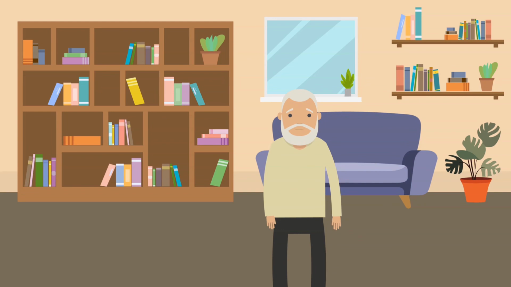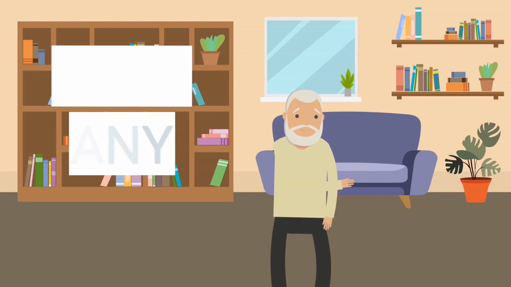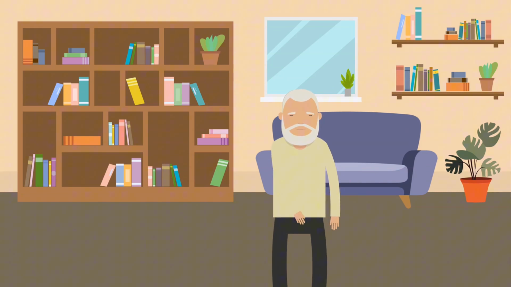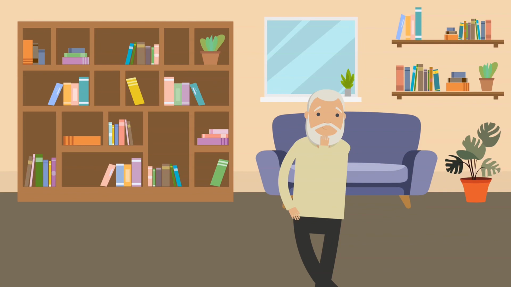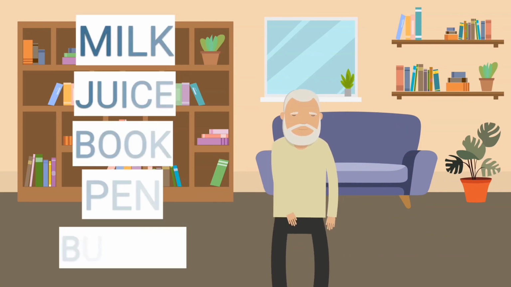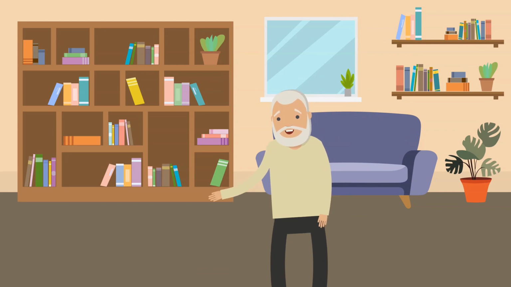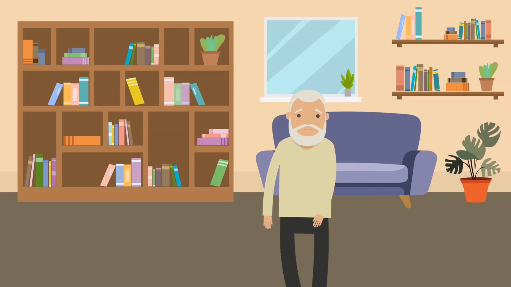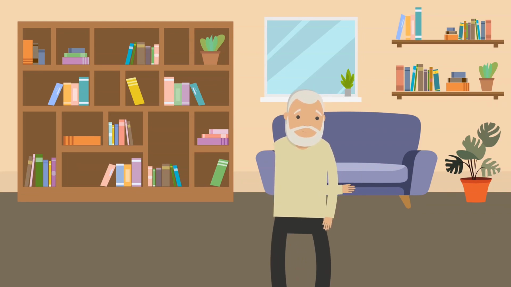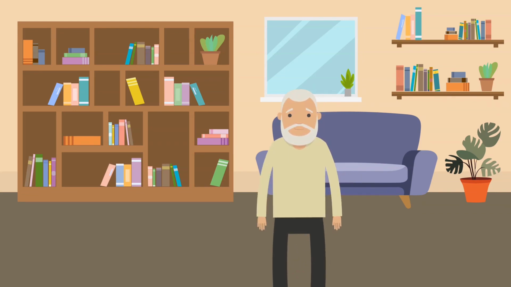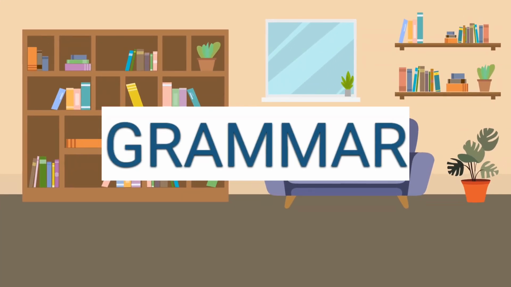In this episode, we're learning how to use some and any, two very useful words in English for talking about quantities, especially when we're not being exact. We'll also learn 5 new words: milk, juice, book, pen and butter, that you can practice using with some and any. By the end of this lesson, you'll know how to use these words confidently in both positive and negative sentences, as well as questions. Let's dive in. Grammar.